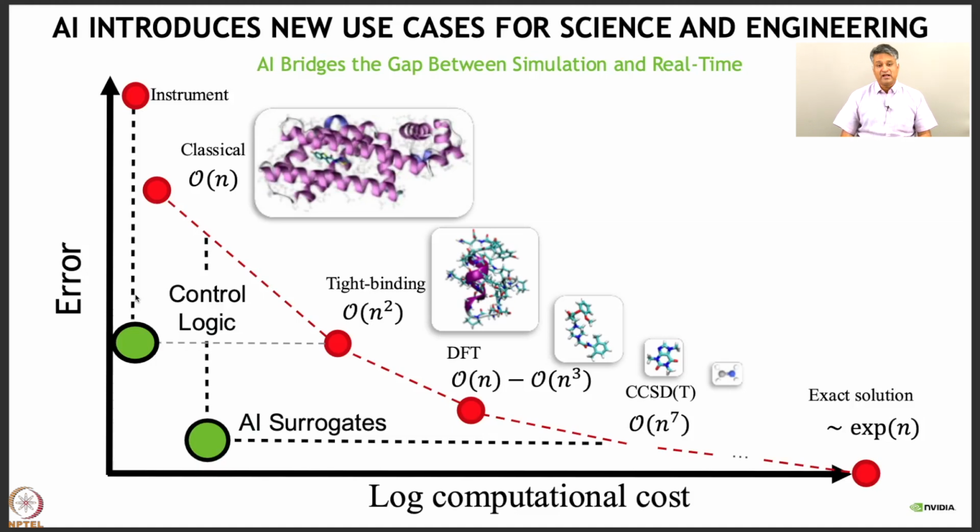We try to do AI surrogate modeling at a fraction of the computational cost, but then we try to significantly reduce the error. So this is where data-driven simulation gives us the advantage, where we can drive the error low for a fraction of the computational cost.